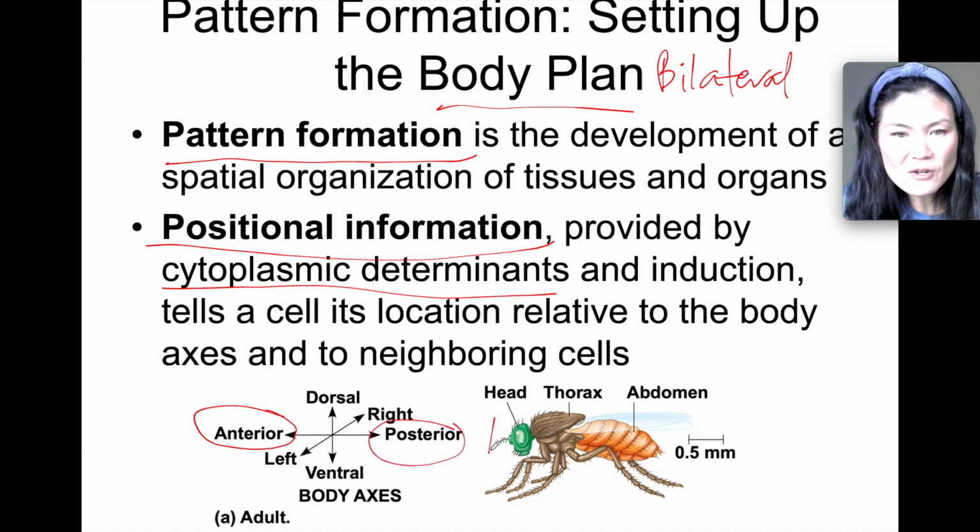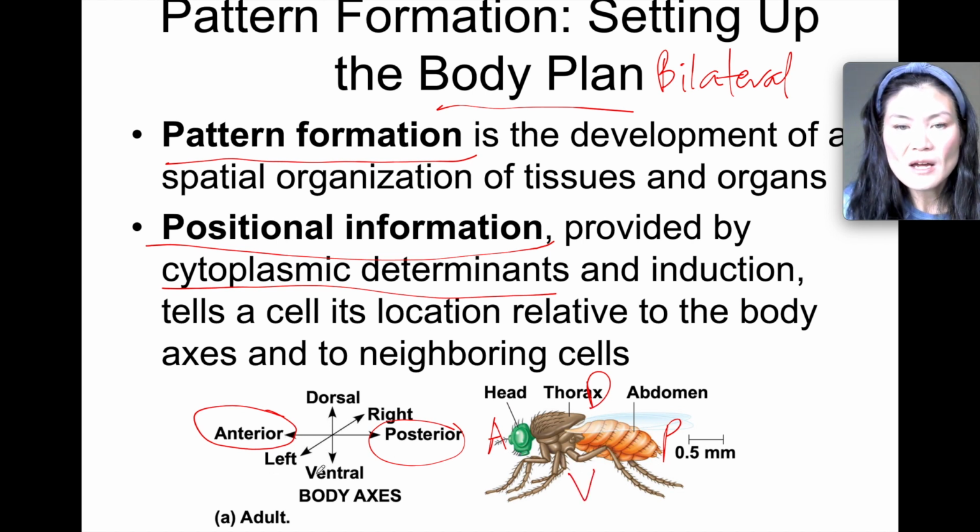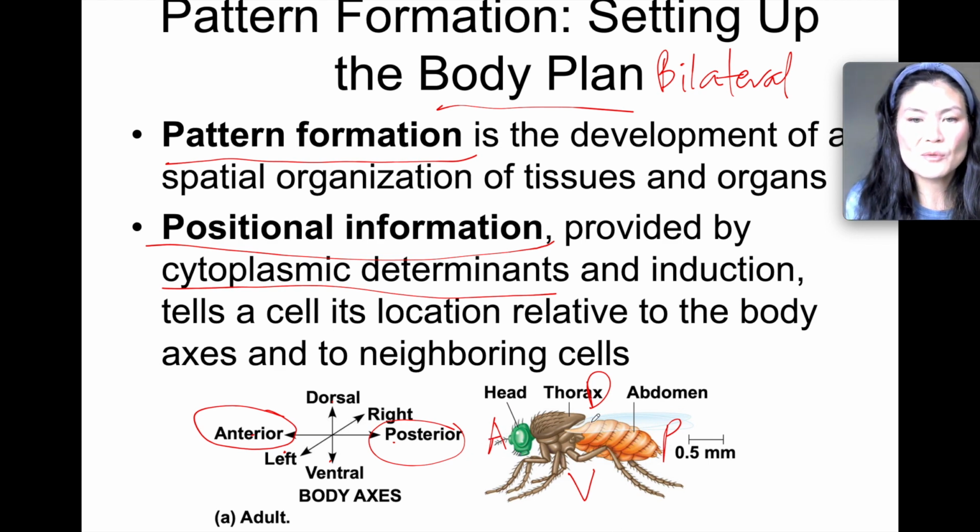So here we have anterior, posterior. This is the anterior part of the fruit fly. This is the posterior part of the fruit fly. And then up here we have the dorsal side, the ventral side, and then you have the left side and the right side. So in a bilateral organism, you have anterior, posterior, dorsal, ventral, left, right. And where it all forms is called pattern formation, and it starts with positional information such as cytoplasmic determinants. It's going to determine where is the anterior, where is the posterior, where is the dorsal, where's the ventral.